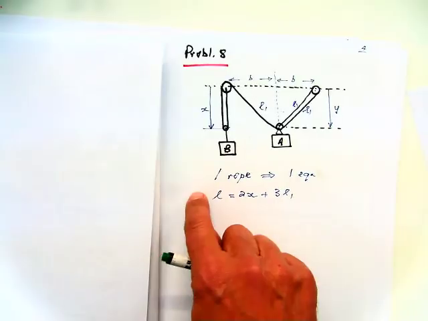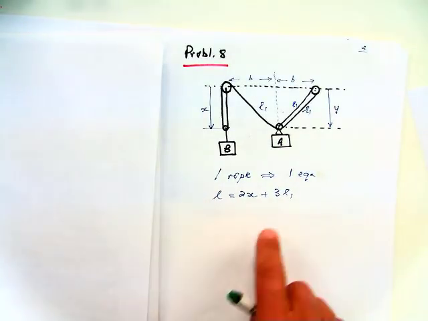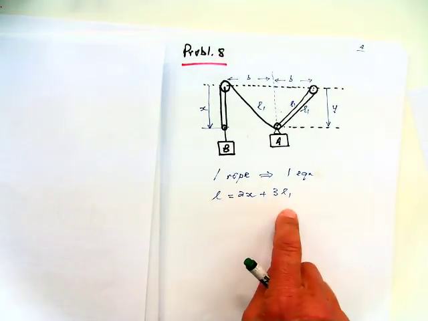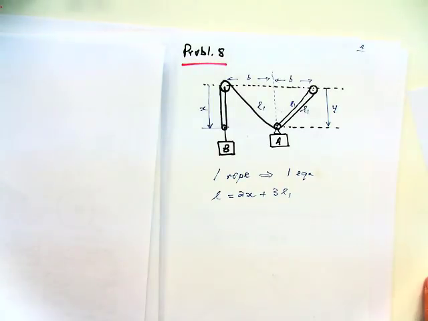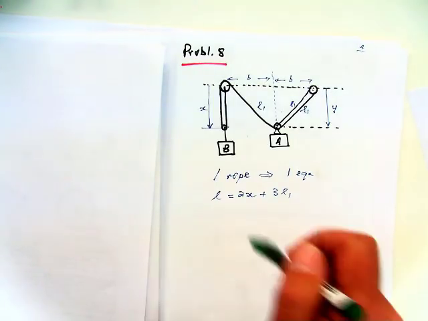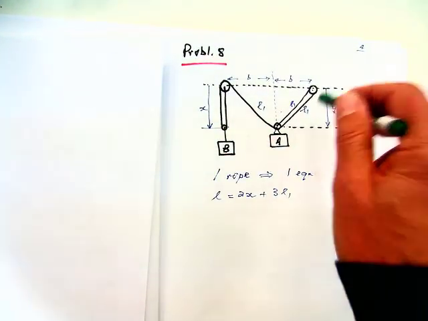You can take all your constants to the one side, and you're going to have an x and a y, and then you can differentiate from there to get the velocity in the x direction and the velocity in the y direction.